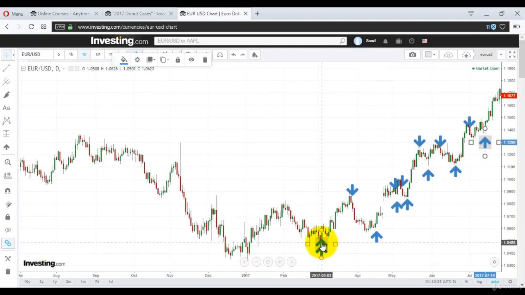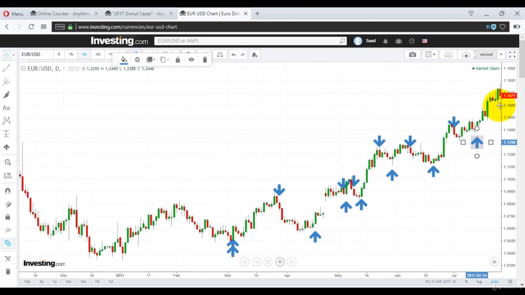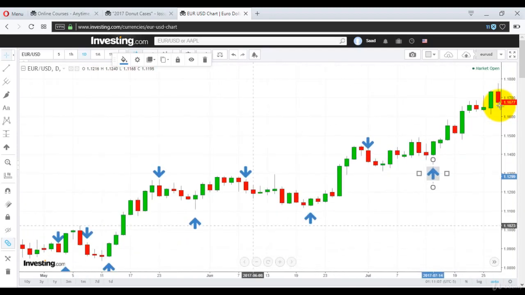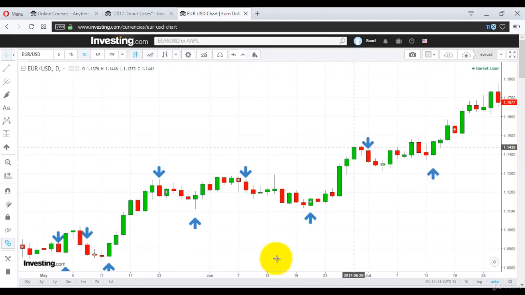We bought it here at 1.06. This is here at 1.1677. That's what? Sorry, that's 1000 pips. That's huge. You can see you were always making money. Best part, you had a plan. You knew when it was going down and you knew when it was going up and how good it went up.